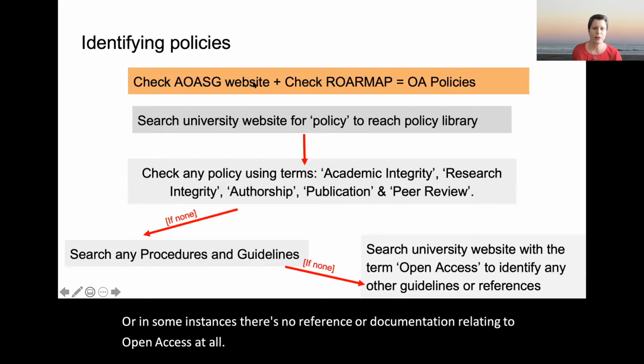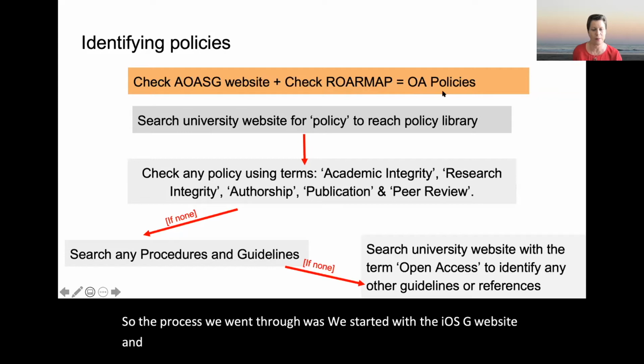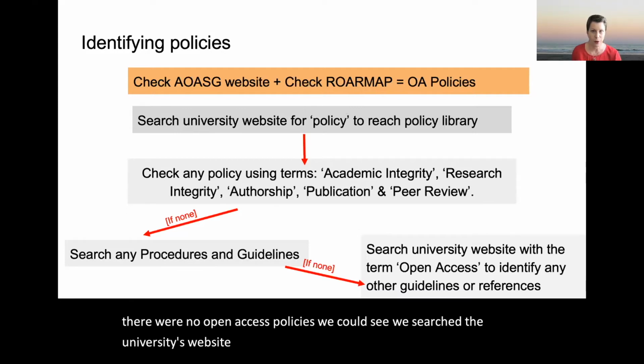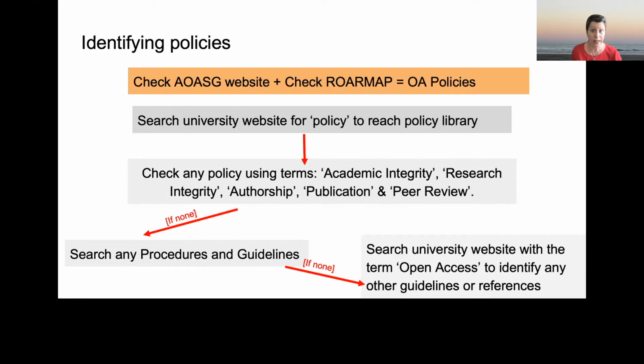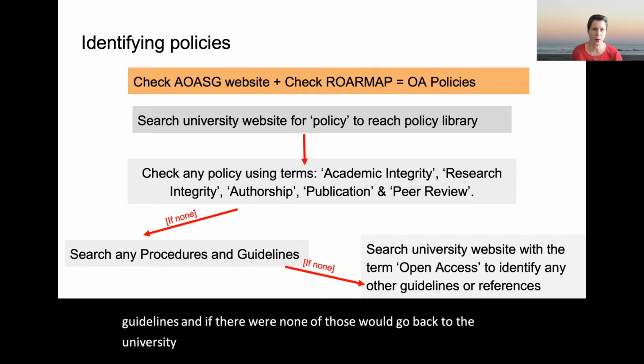So the process we went through was we started with the AOASG website and checked Raw Map to find open access policies. Then where there were no open access policies we could see, we searched the university's website for policy to find the policy library. If there was no open access policy, we then used terms like academic integrity, research integrity, authorship, publication, peer review, those sorts of terms to try and identify a policy that might refer to this area. If there were none, then we would look for procedures and guidelines. And if there were none of those, we'd go back to the university website and search for the term open access.